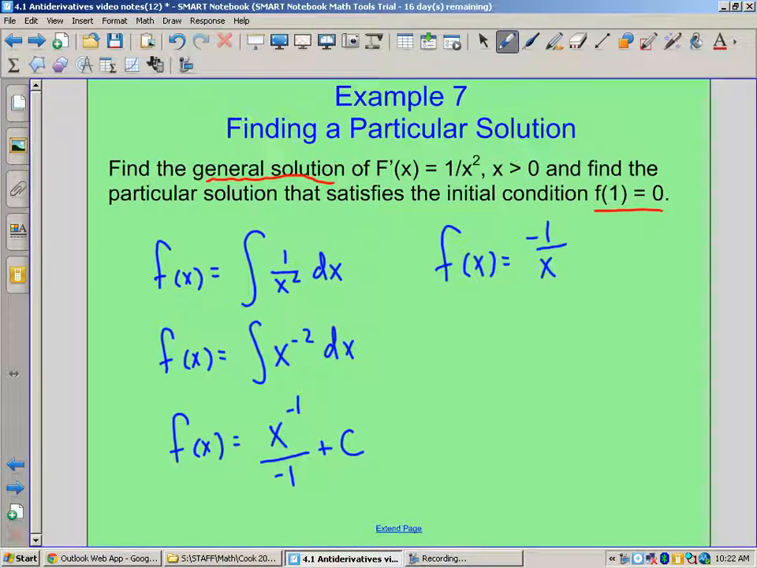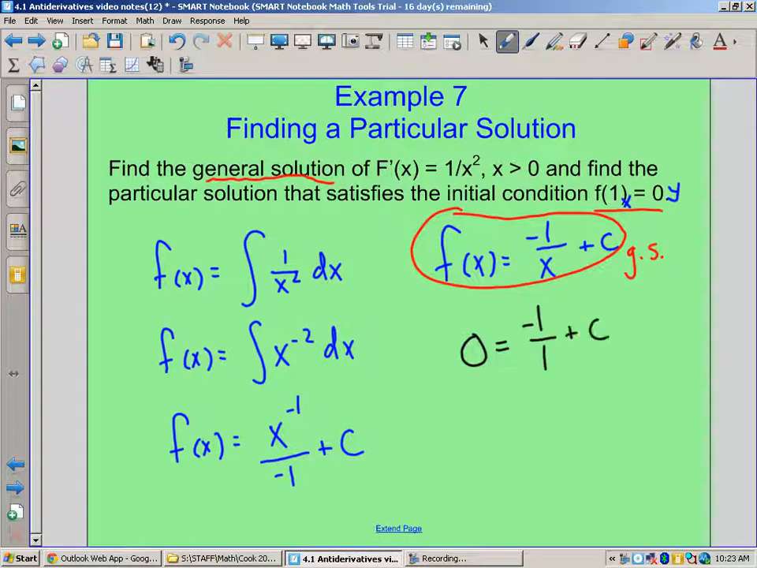So this is a family of functions. But I want the function to go through the point 1, 0. So that means that I know what my y value is. My y value is 0 when my x value is 1. So I can go ahead and plug these guys in. So this is the general solution up here. And then if I plug in my x and y into this function, well, 0 is going to equal negative 1 over 1 plus c. Well, that means that c is 1, and so my particular solution is that f of x will equal negative 1 over x plus 1. And that is the particular solution I'm looking for when I solve this problem.